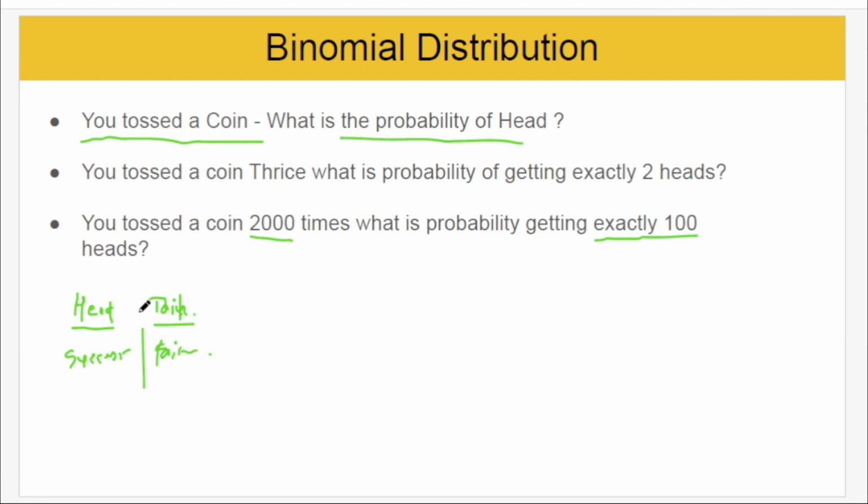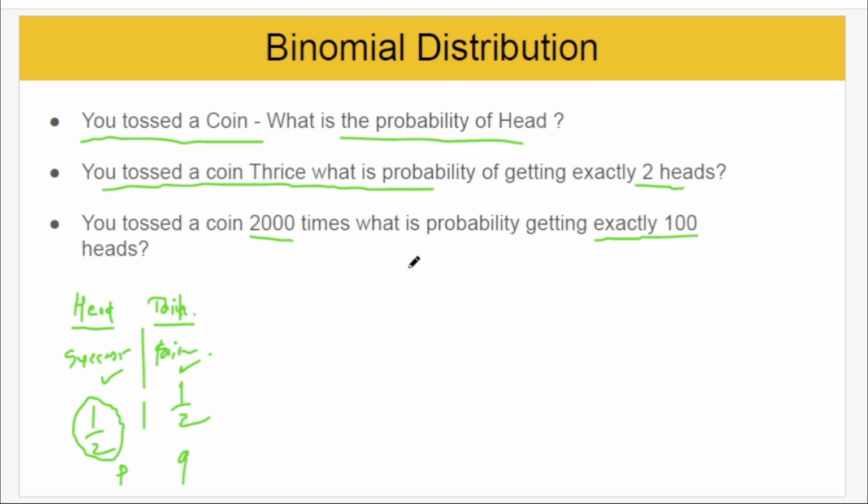At any point in time, only two values are possible: either I succeed or I fail. What is the probability of success? 1/2. What is the probability of failure? 1/2. So now I will say the success probability is P and the failure probability is Q. Now I want to solve this problem with this information.